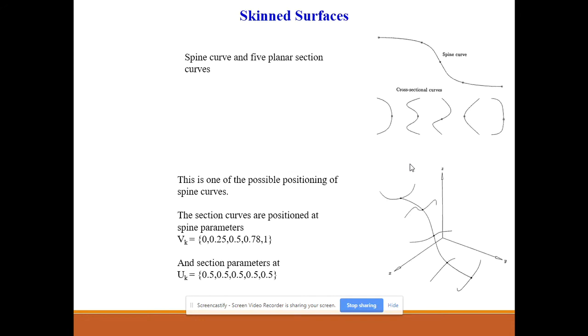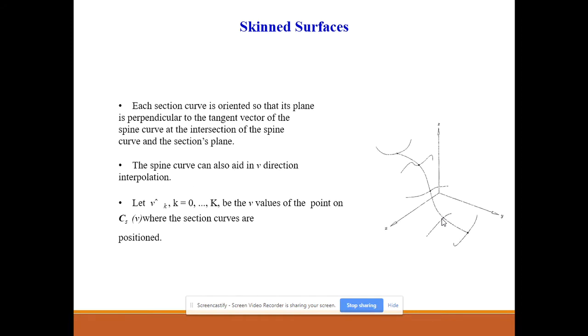So here is an example of the spine curve. As you can see, there are cross-sectional curves. These are called five planar section curves. So this is one of the possible positionings of the spine curve. The section curves are positioned at the spine parameters vk and uk as shown in the slide. Each section curve is oriented so that its plane is perpendicular to the tangent vector of the spine curve at the intersection of the spine curve and section's plane.